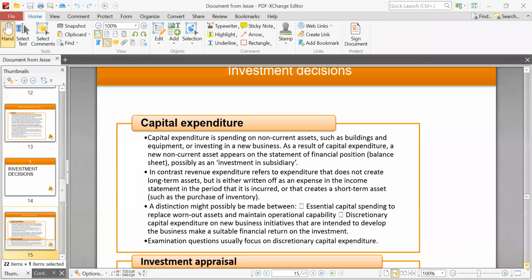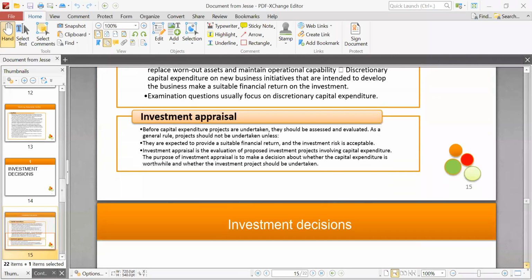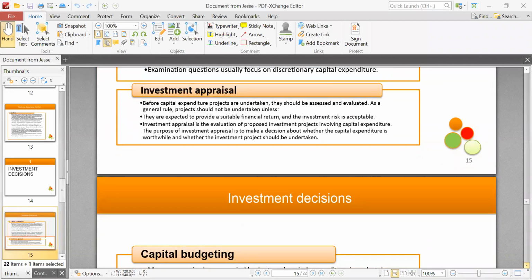So basically here you are spending on stuff that is not long-term in nature. Like Caleb said, you use the 1 year threshold. If the benefits will accrue over more than a year, capital expenditure. Less than a year, revenue expenditure. Very, very key. Now let's look at investment appraisal.